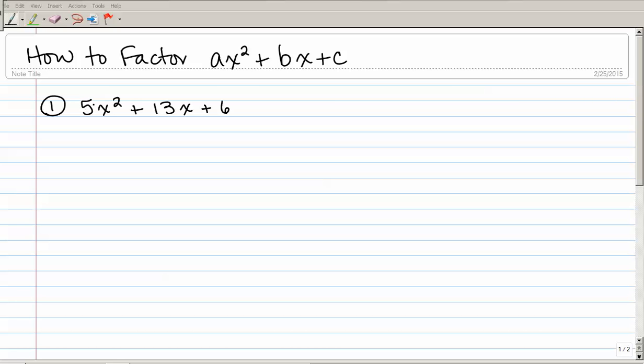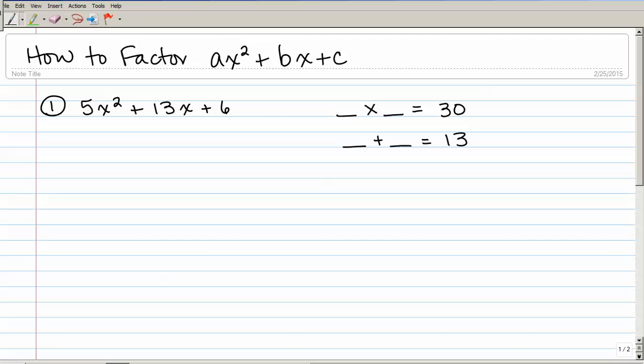Remember, when I didn't have a number in front of x squared, I was just looking for two numbers that multiplied to c and added to b. Well, this is going to be a little more complicated because I actually do have a number other than 1 in front of x squared. So now I'm going to be looking for two numbers that multiply to whatever a times c is. In this case, I need to do 5 times 6, which is 30. So I'm looking for two numbers that multiply to 30, and the same two numbers have to add up to b, which is 13.